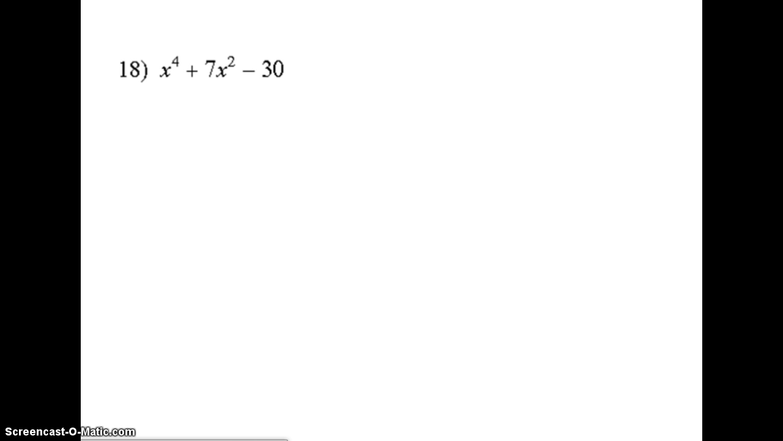Alright, number 18, I'm looking at this and I do not see a greatest common factor. So what I'm going to do here is look for the factors of negative 30 that will add to give me positive 7. And I'm looking at 10 and negative 3. So what I'm going to have here is plus 10 and negative 3.